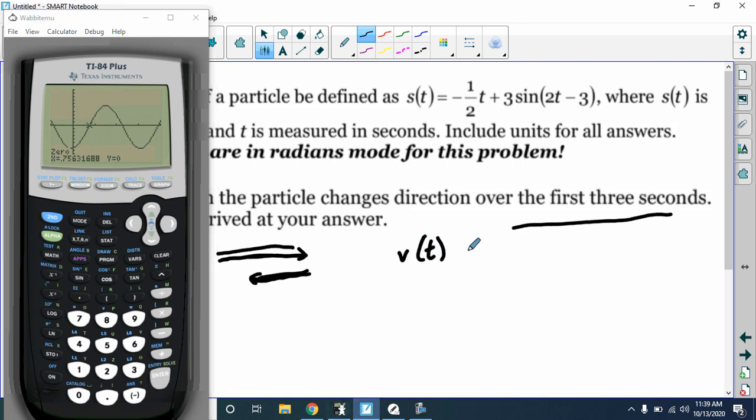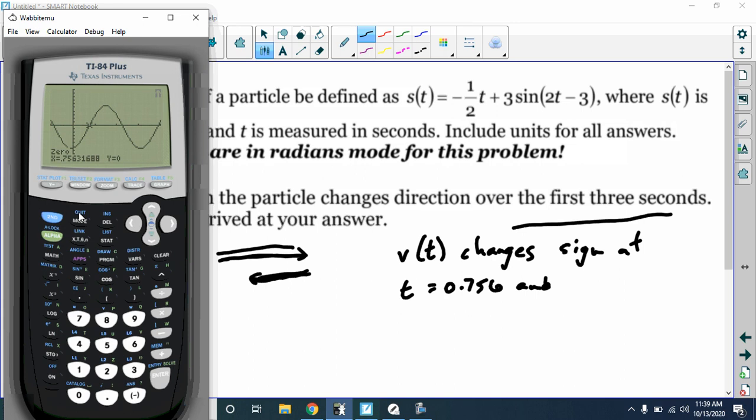So v of t changes sign. That's what we're looking for. And then list the times at t equals 0.756. And we have another one right here where it changes from positive to negative. Looks like we have another one over here by 4, but remember, we only care from 0 to 3. So this other one's in between 2 and 3. 2.244.